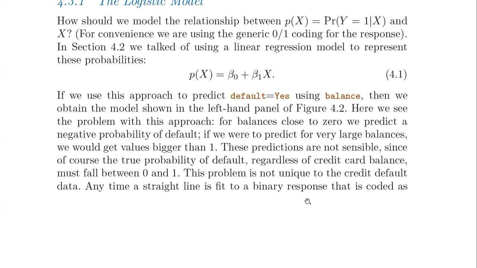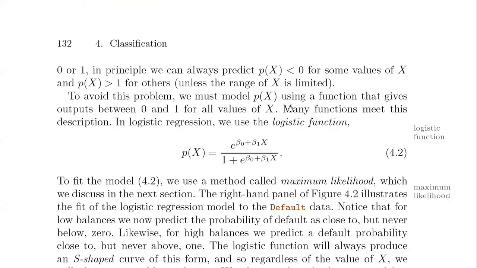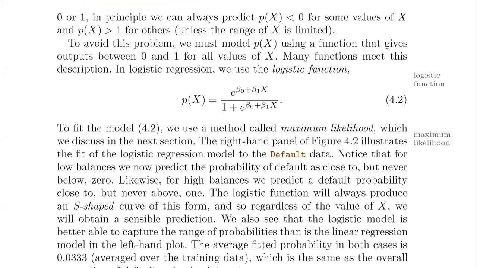So this problem is not unique to the credit default data. Anytime a straight line is fit to a binary response that is coded as 0, 1, in principle we can always predict probability of response 1 given x is less than 0 for some values of x, and probability of default given x is greater than 1 for others. Just because of a straight line, if you remember your A-level terminology, there's the concept of surjectivity.